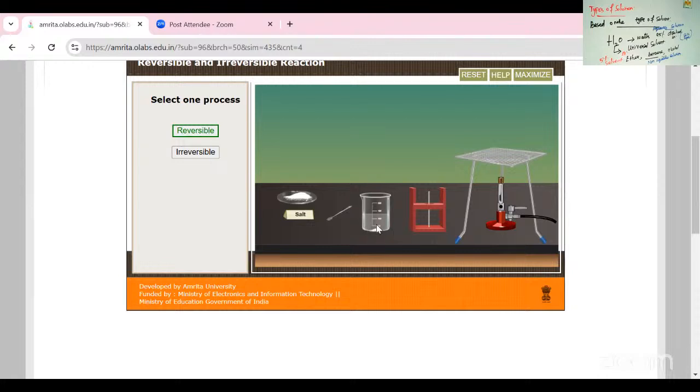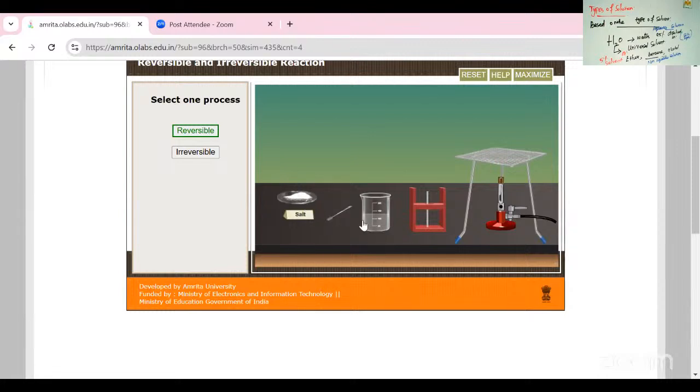Water is a solvent, salt is a solute. Now the water contains a little bit of solute. So this is called a solution. I'm taking the stirrer. So the salt is completely dissolved in the solution. So this is the solution. And also this is called a binary solution because the salt is completely dissolved into water. Water is a solvent and salt is a solute.